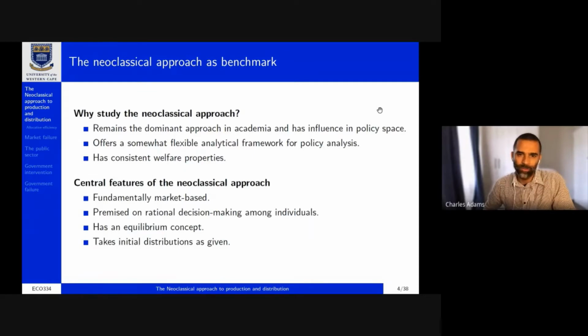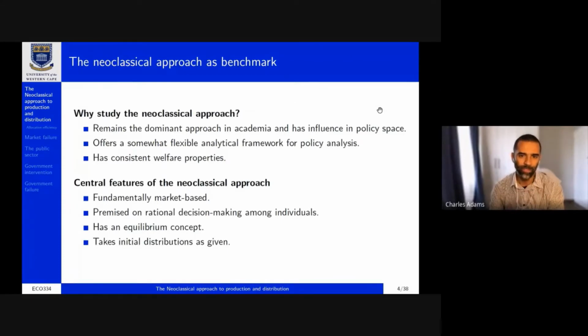Also, it offers a somewhat flexible analytical framework for policy analysis and has consistent welfare properties. So when you do microeconomics in, I think, your honors year, perhaps even in your third year, you'll develop these welfare theorems. These properties sort of pop out of the model, given certain assumptions, of course.